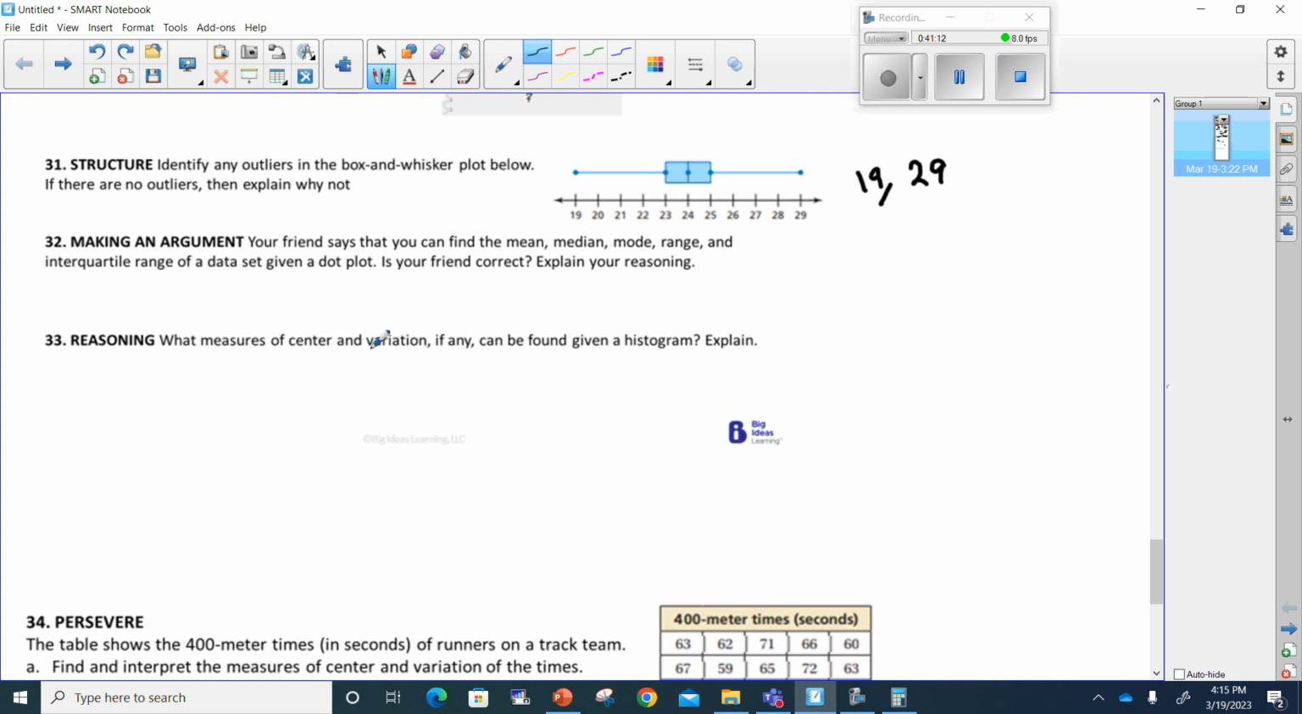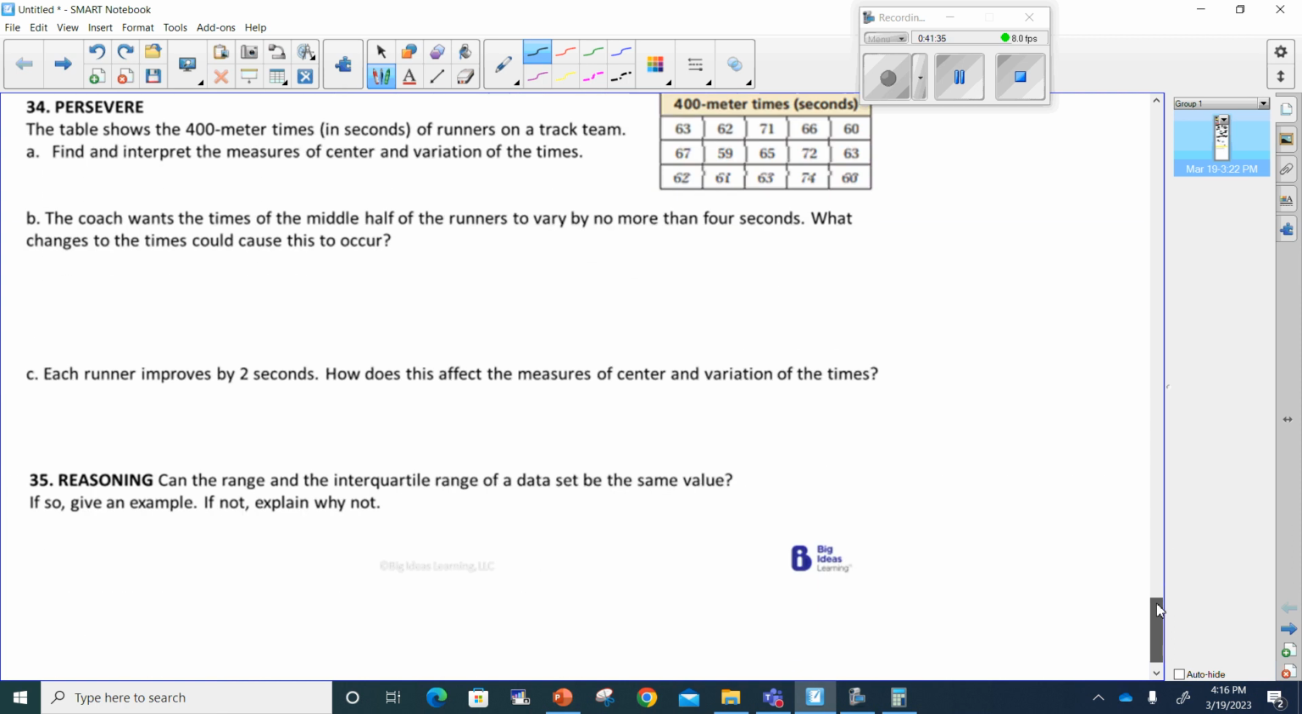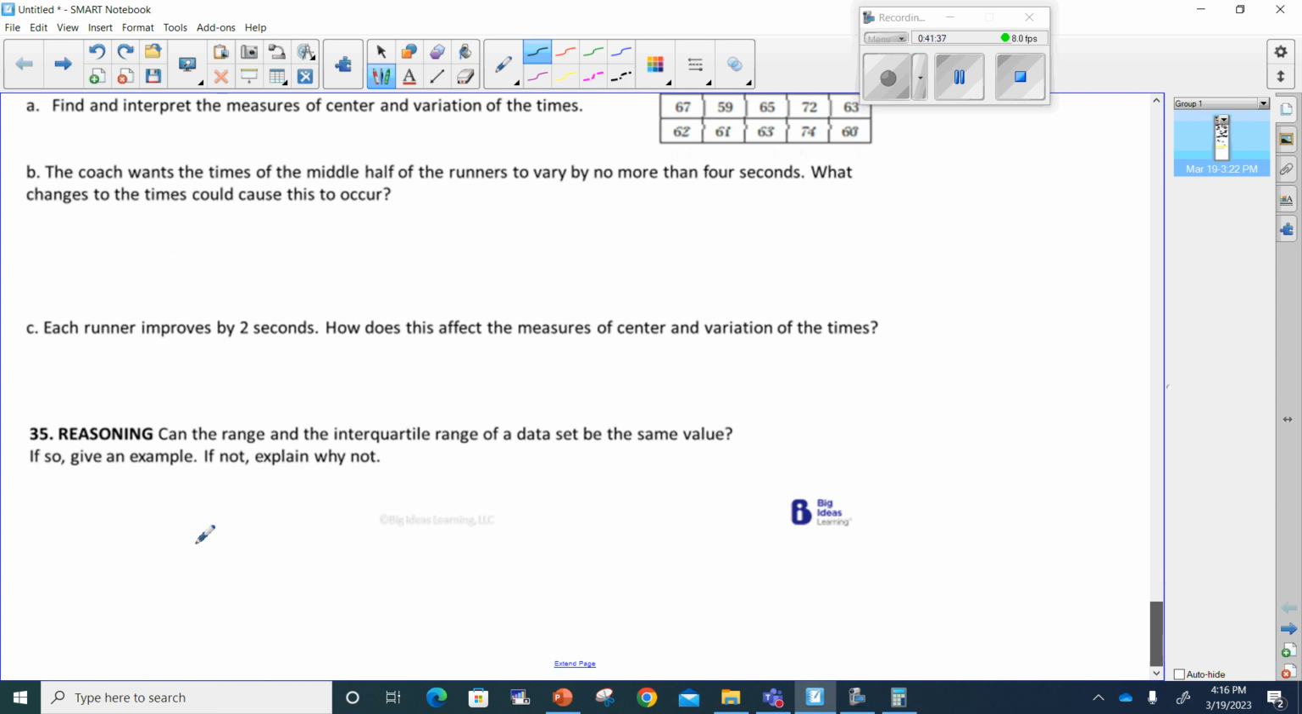Number 33, what measure of center or variation, if any, can be found given a histogram? Given a histogram, and we vaguely went over this in class, there are none. Histograms do not show exact data values, so you cannot calculate exact values for measures of center or variation. So no. Let's go to number 35, our last one.